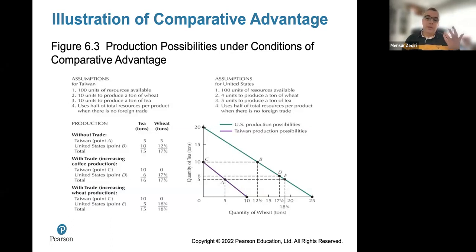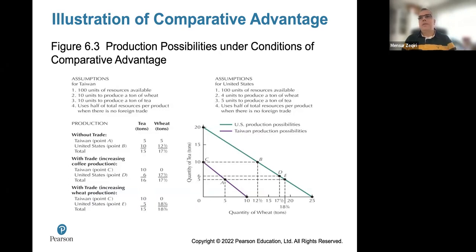So if we look at this example here, we can say that Taiwan can produce 5 tons of tea and 5 tons of wheat, as you see here, point A here, with the 100 units of resources that they have.